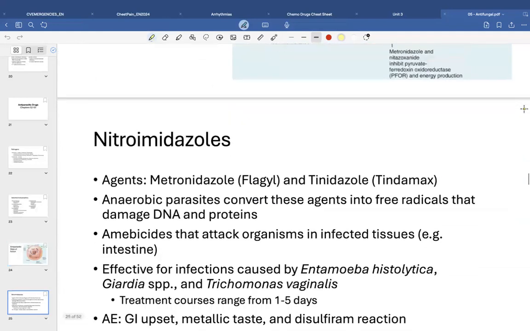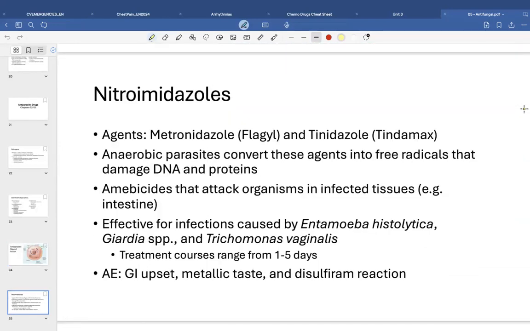Start with the nitroimidazoles. These are metronidazole, Flagyl, and tinidazole, Tindamax. It can be given orally and IV for anaerobic infections, but they also have a role for certain parasitic infections from amoeba, giardia, and trichomonas. Treatment courses for these conditions range from 1 to 5 days. For example, trichomonas has a single day regimen where you give 2,000 milligrams of metronidazole, either all at once or separated by an hour or so, or there's a 3-day course of metronidazole for trichomonas. But some of these other conditions can go up to 5 days.